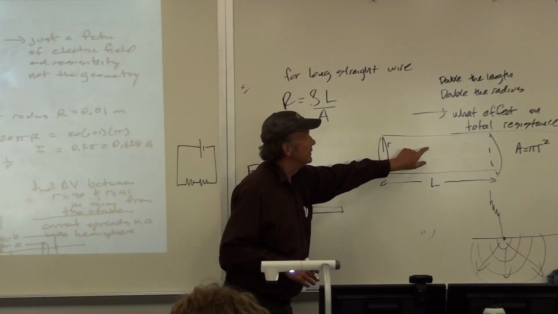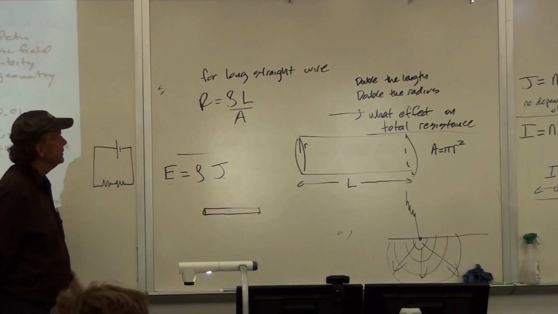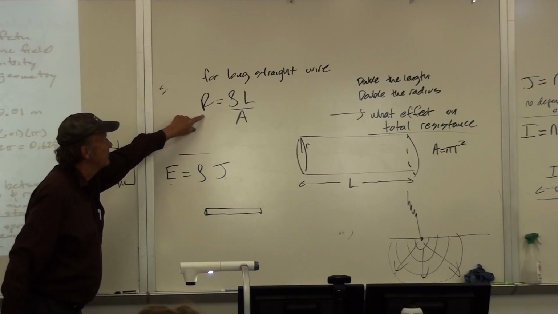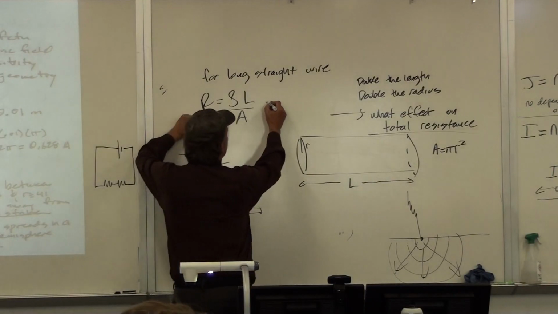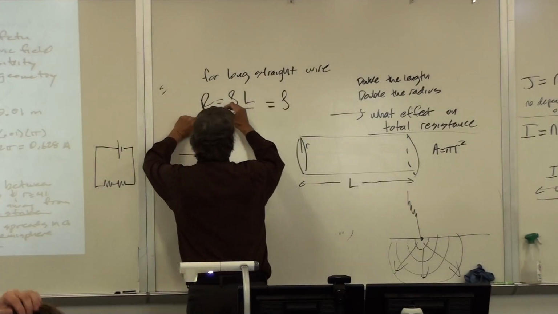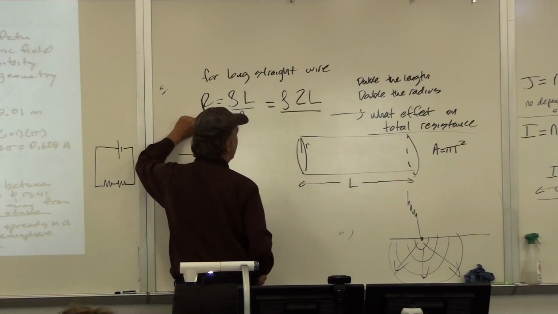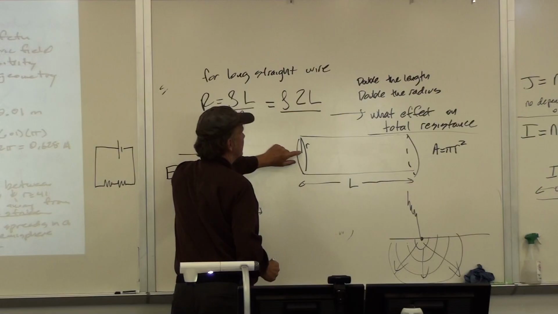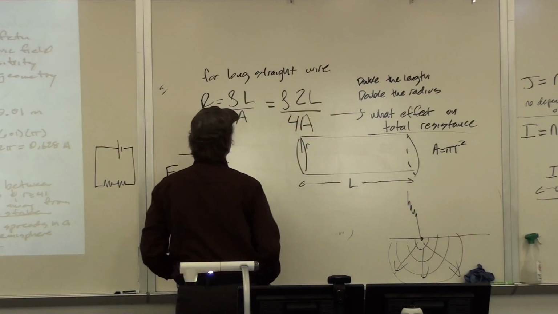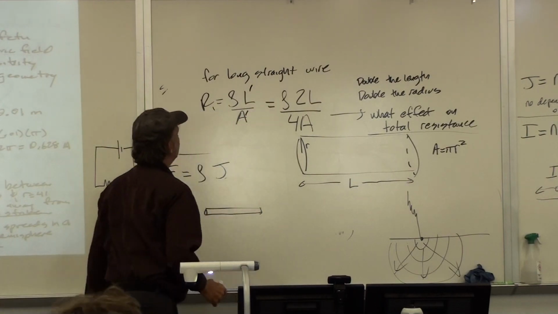Okay, so what about this one? What about this problem? Doubling the length does what to the resistance? Doubles it. Okay, so R1 then would be rho times 2L over, and then how much is the area change if the radius doubles? 4A. Okay, so this is the L prime and A prime.